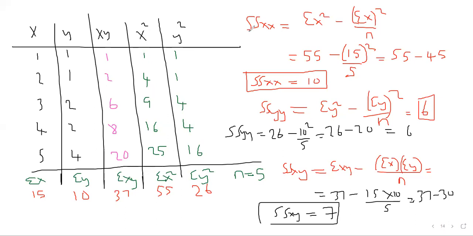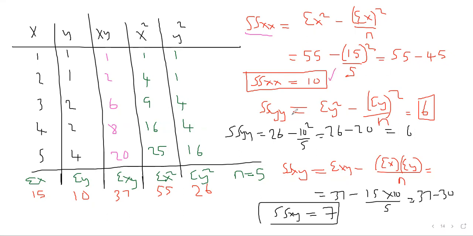So to find our sum of squares, these are very important because they'll predict our mean, they'll predict our gradient, they'll predict our r and r squared. I've already shown you how the sum of xx is done. You simply need to follow this properly. X squared was 55 minus x to the power 2 over n. So 15 squared over n, which is 5. So this is how we got the 10.